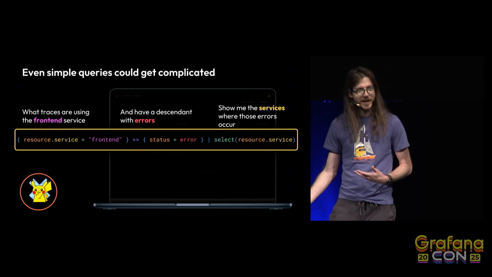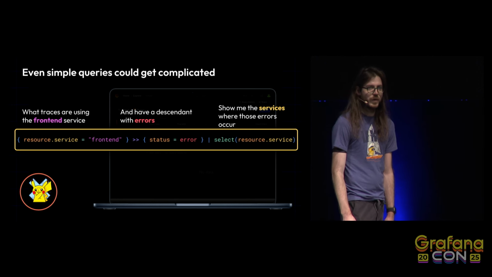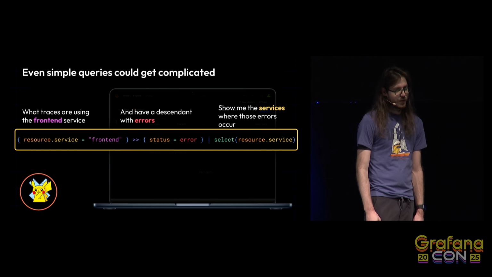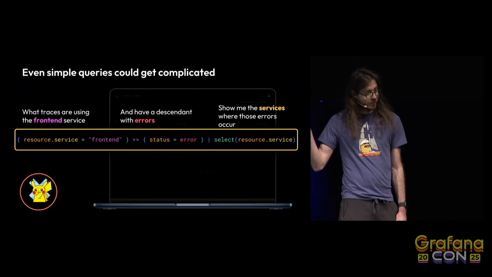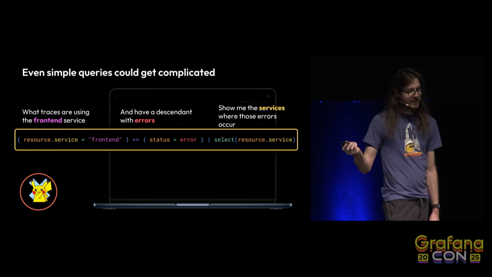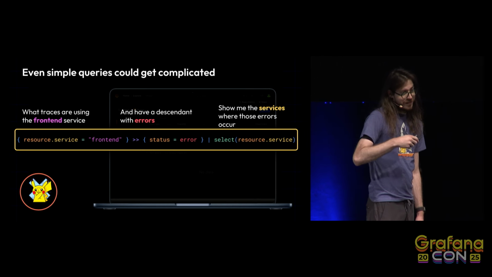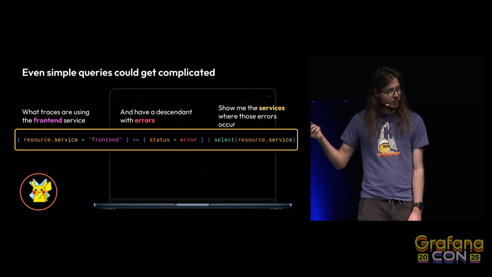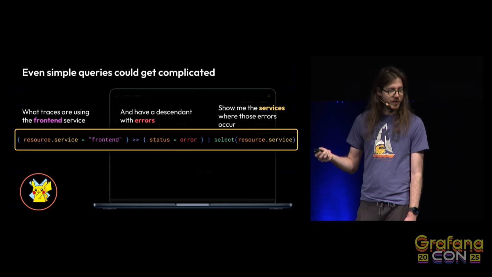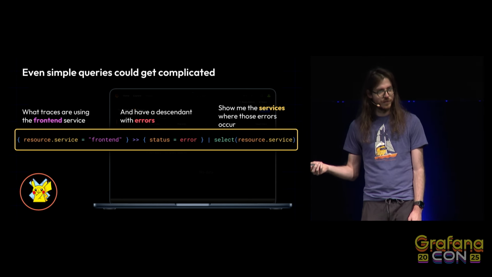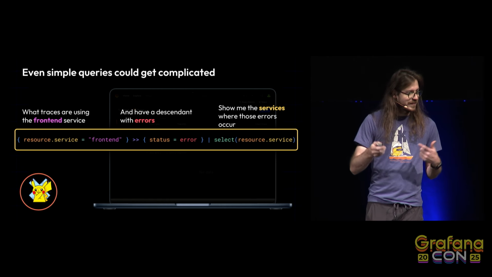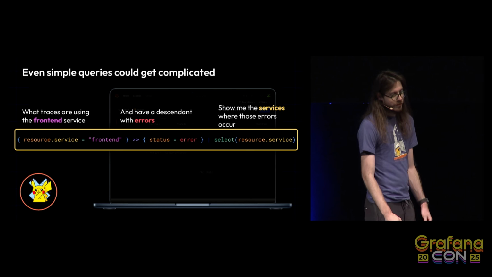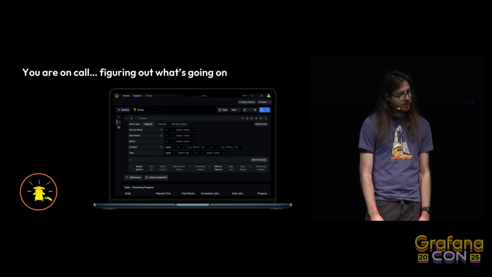Okay, so what now? Well, we write a query. And even simple queries can get complex. For example, if we dissect the query on the screen, we want to see a list of services, and that list of services will be descendant services, which are experiencing errors that originate from traces using the front-end service. And these dependencies can be kind of complex when you try to query for them. So easy, right?